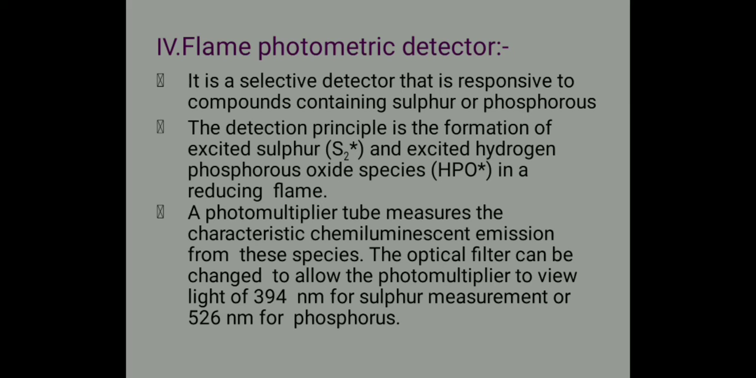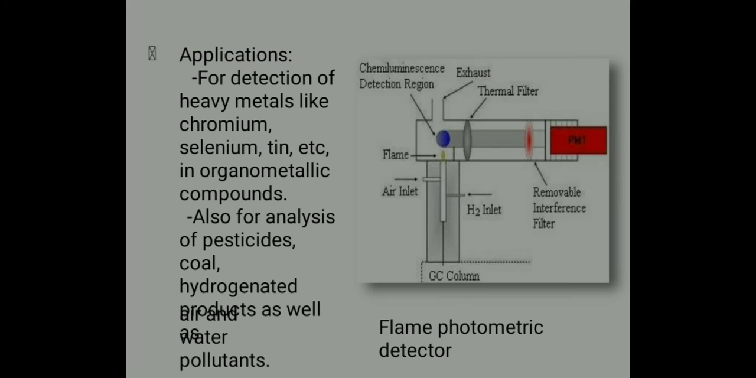The optical filters can be changed to allow the photomultiplier to view light of 394 nanometer for sulfur measurement or 526 nanometer for phosphorus. Talking about the applications, it is used for the detection of heavy metals like chromium, selenium, tin, etc. in organometallic compounds, and also for the analysis of pesticides, coal, hydrogenated products, as well as air and water pollutants.